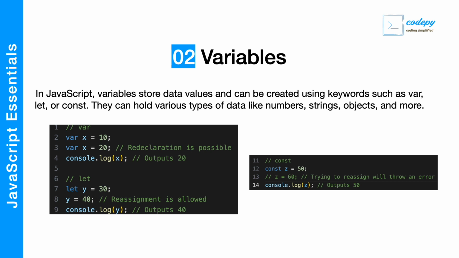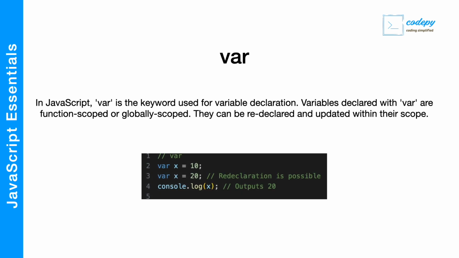Variables. In JavaScript, variables store data values that can be created using keywords such as var, let, or const. They can hold various types of data like numbers, strings, objects. So how do you define a variable? var is the keyword, x equals 10. Again, if you want to redeclare, we can use the same var x.